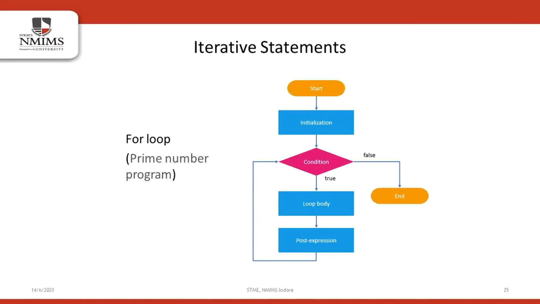So what we are going to do in this program is we'll check if a number, let's say 52, is a prime number or not. To do that, we'll have to check for the factors of 52. If there are 2 factors, 52 is a prime number, else it is not a prime number.